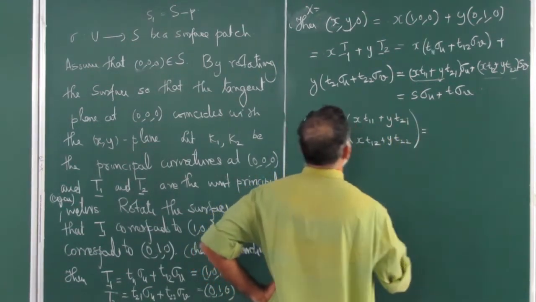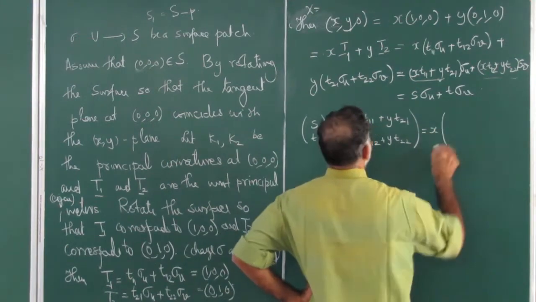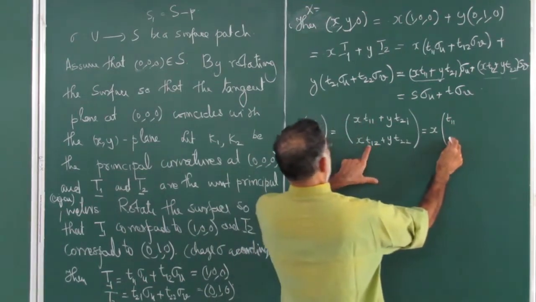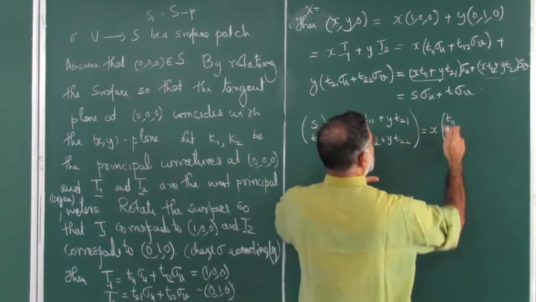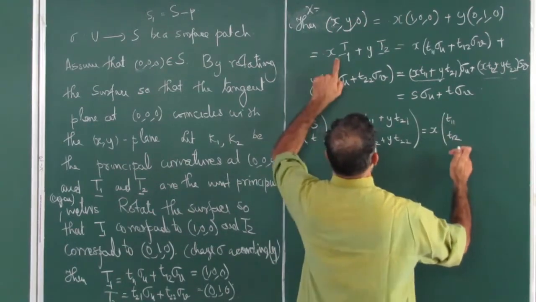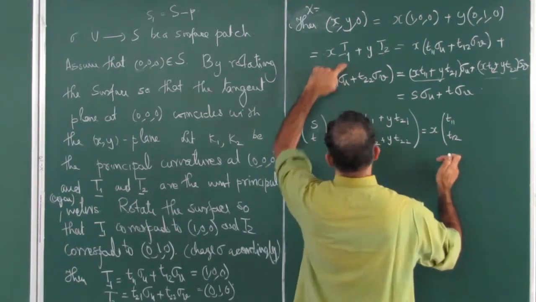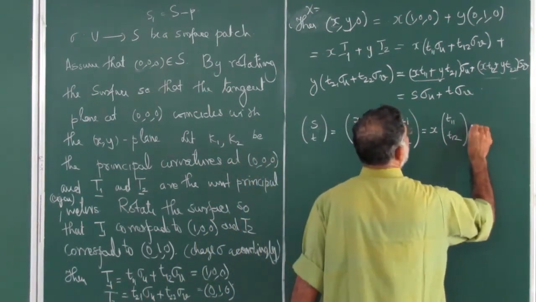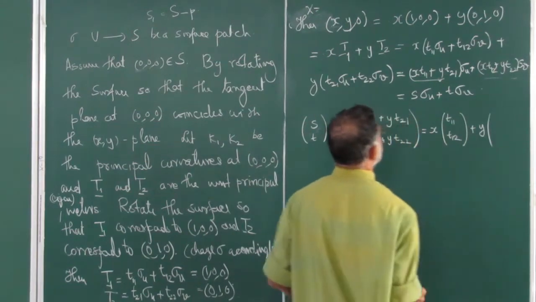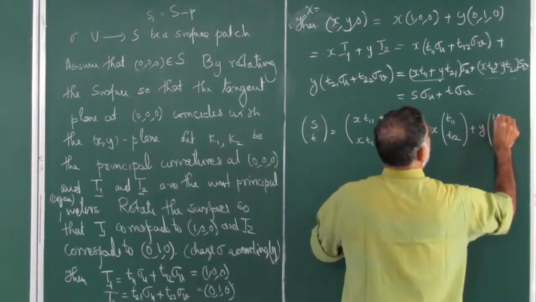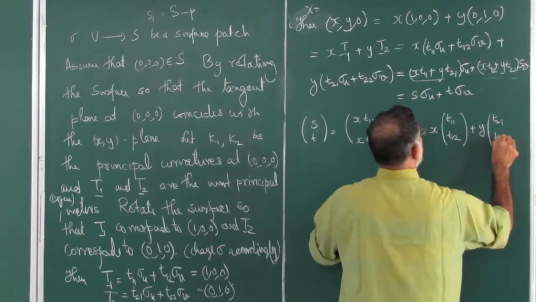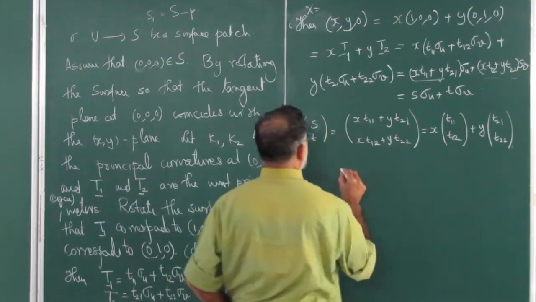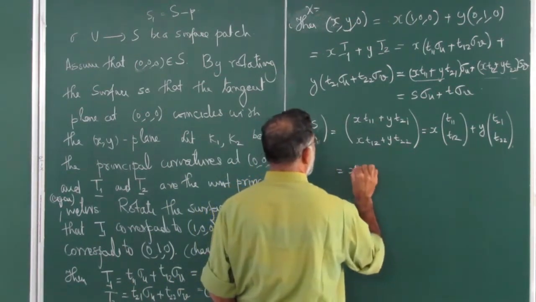And that can be written as x times t11 t12. You can see that these are the coefficients coming out of t1. Plus y times t21 t22. That's good. Okay, so we have got this. We are going to write, for simplicity we will write this as x.